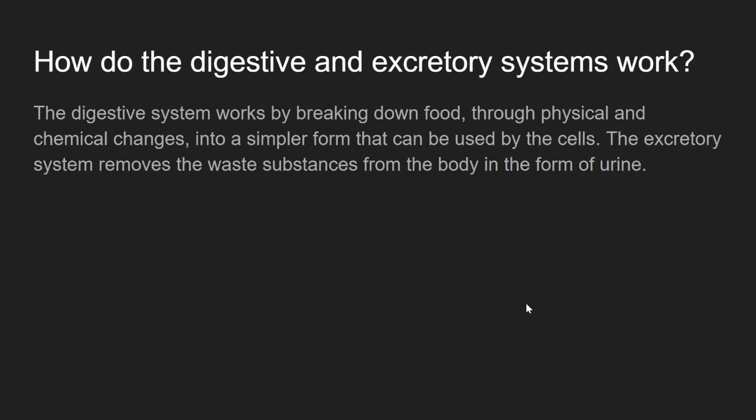the ureter. This brings us back to our initial lesson question: how do the digestive and excretory systems work? Well, the digestive system works by breaking down food through physical and chemical changes into a simpler form that can be used by the cells. And the excretory system removes the waste substances from the body in the form of urine.